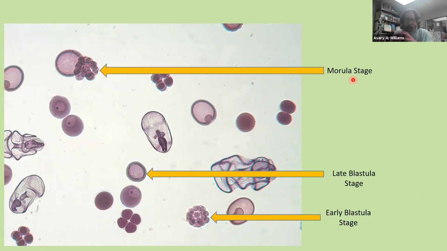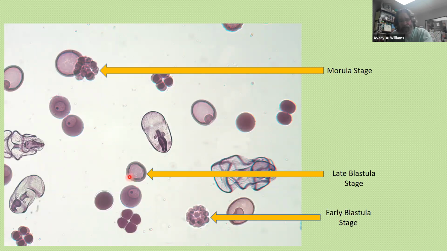If it's not solid, it starts developing a hollow interior. We call it a blastula. Okay, so you move from morula stage to blastula stage. And in a blastula, if you look carefully, you kind of see some hollowness developing on the inside. That's early. And again, the cells divide. As long as there's a hollow center, it's a blastula.